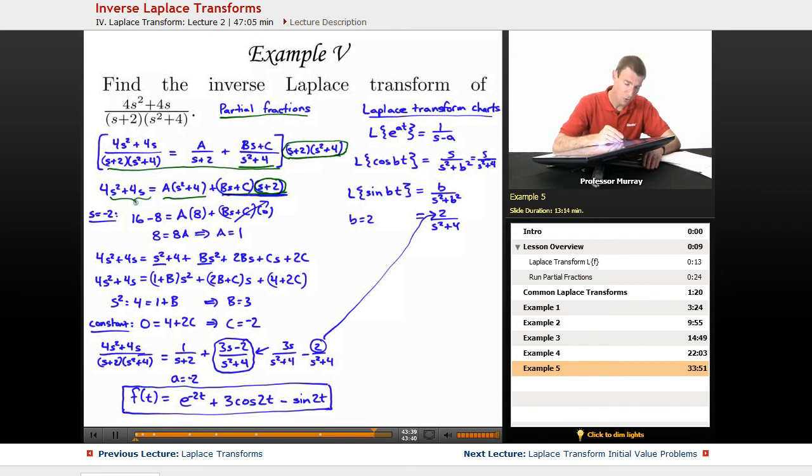So s equals negative 2 on the left gave us 16 minus 8. On the right, this one term dropped out, and it gave us a times 8. So quickly we figured out a is equal to 1. But then the other coefficients were more work.